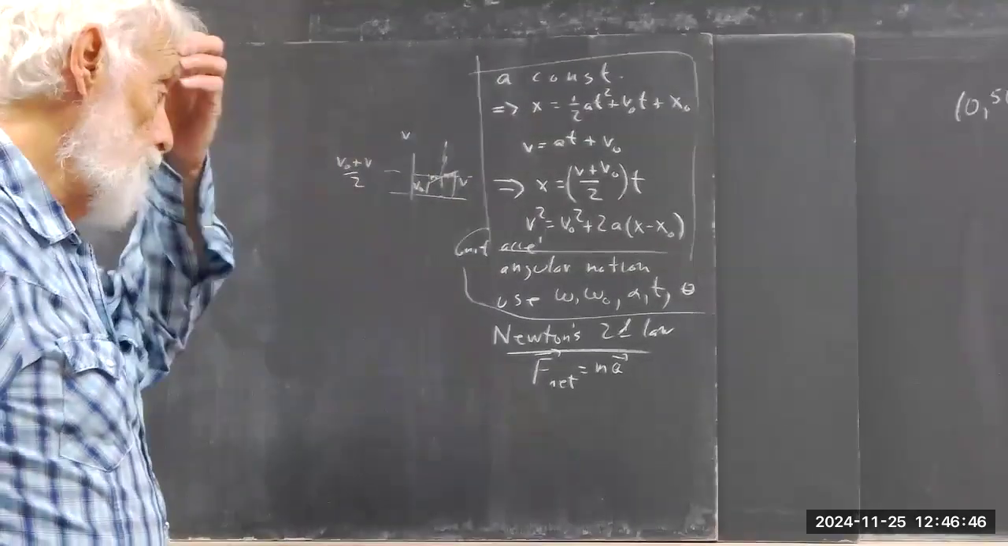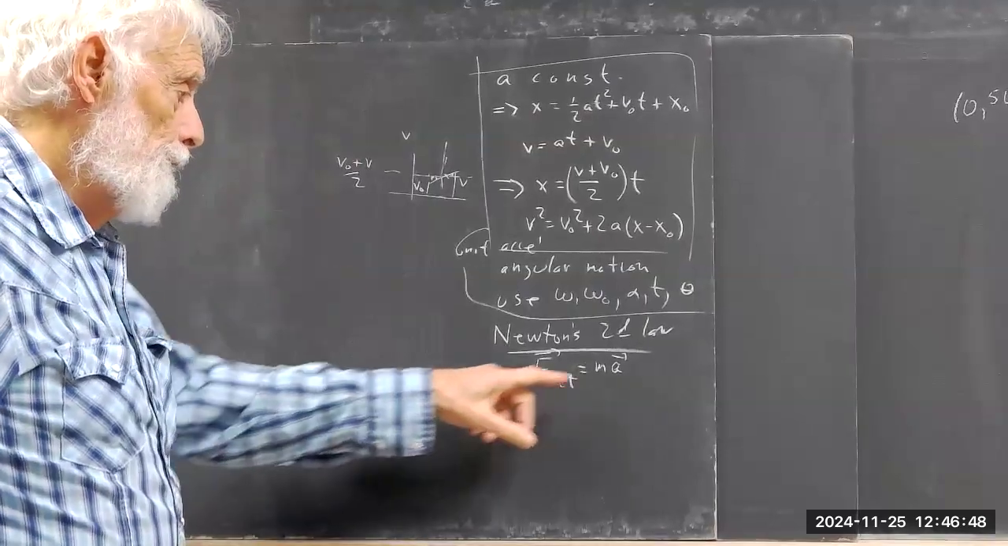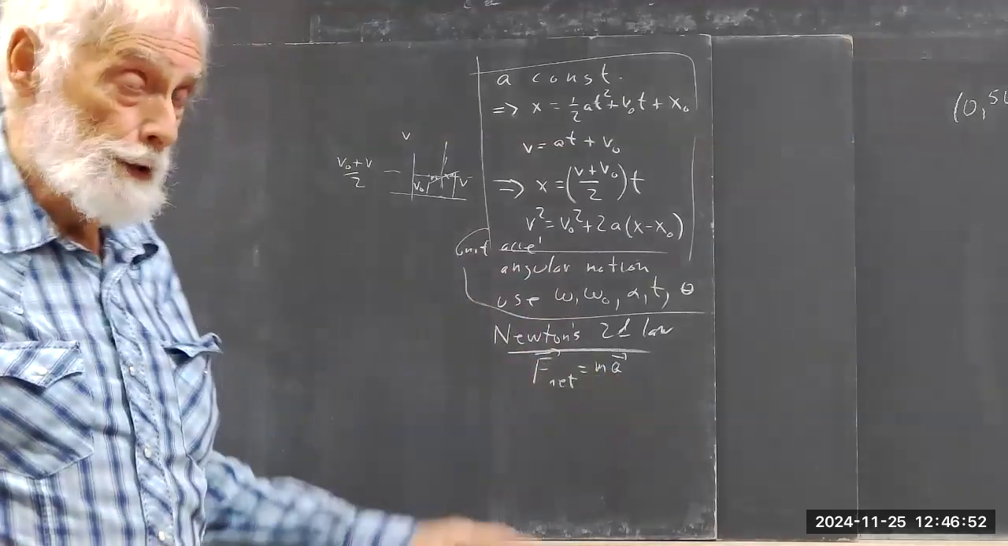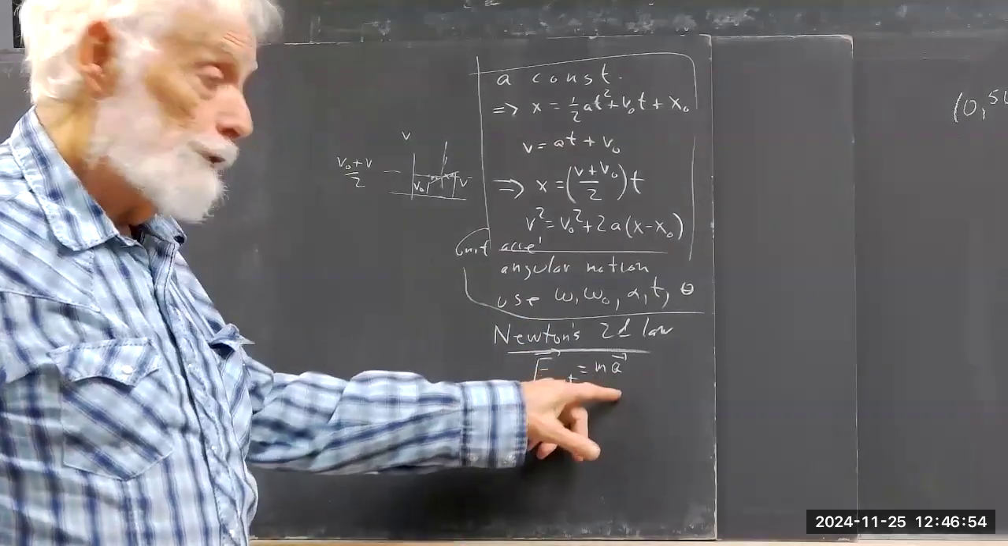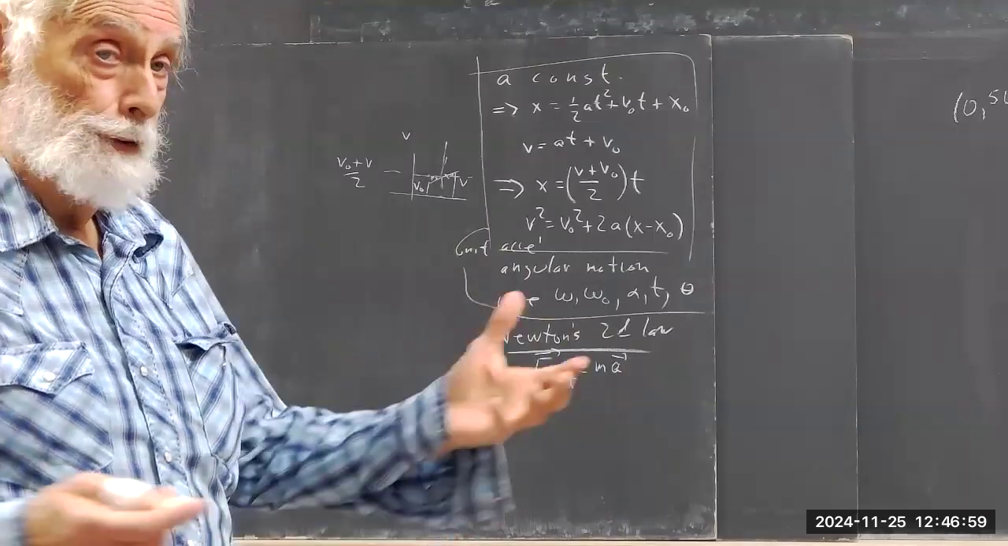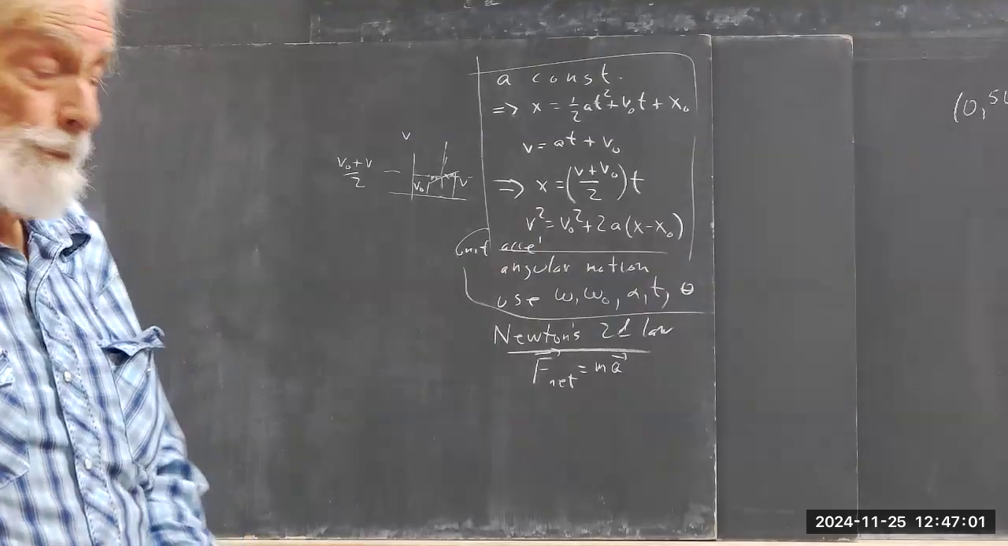Newton's second law, net force, F net, is mass times the acceleration. And these are vector quantities. It applies in 2 dimensions, it applies in 3 dimensions, as well as it does in 1 dimension.